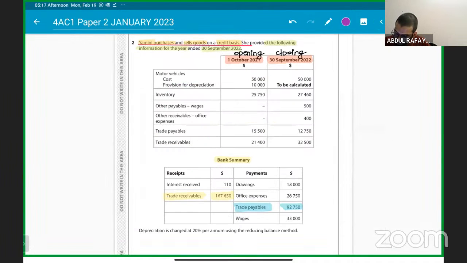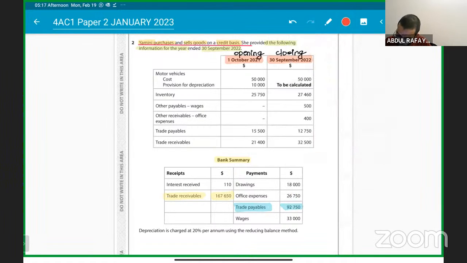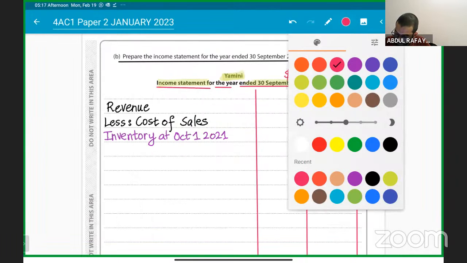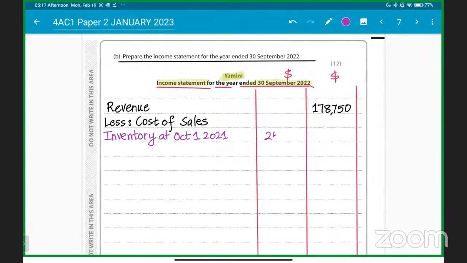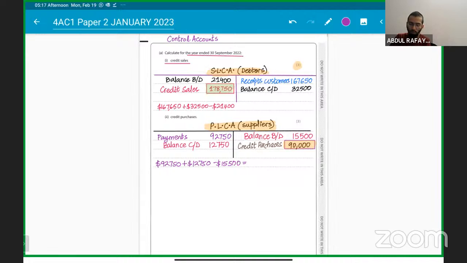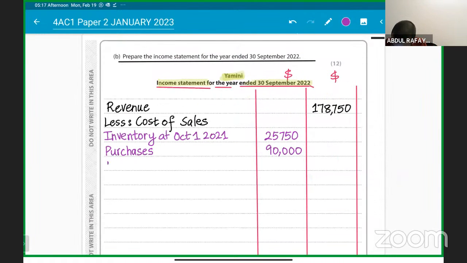What was the opening inventory, students? Here we go, another piece of information is used. That opening inventory is basically 25,750. Understood? Got it? So 25,750 is opening inventory. What are the purchases? We have to write down the purchases now. Our purchases are $90,000, from the previous part. And the closing inventory will also be done like this.